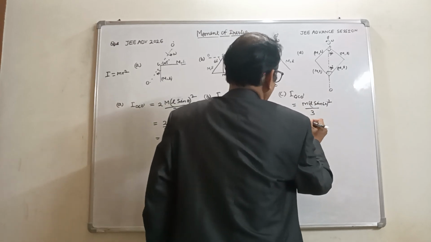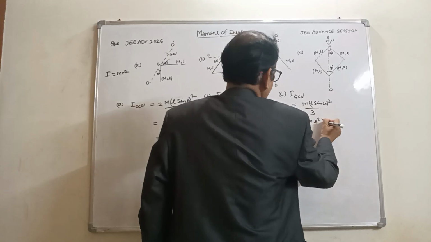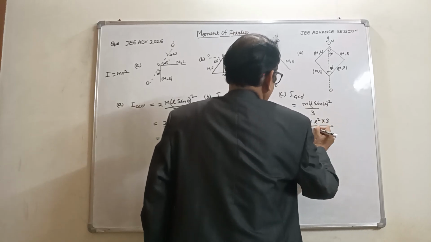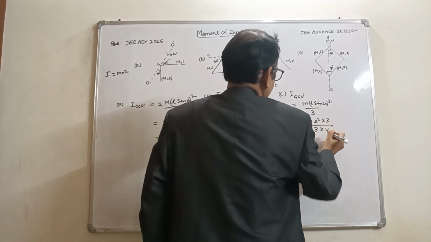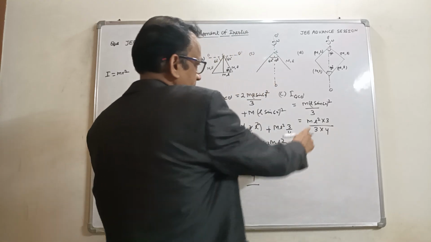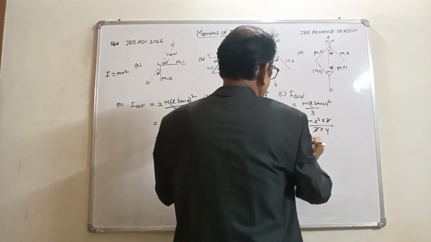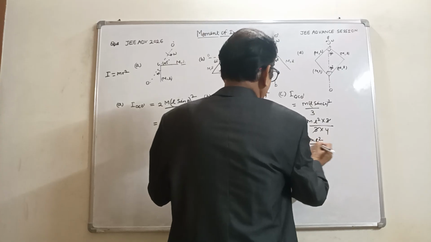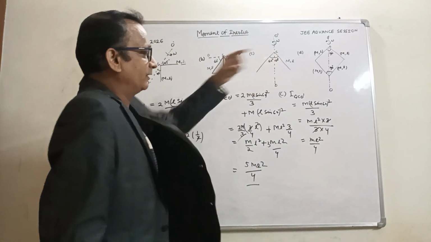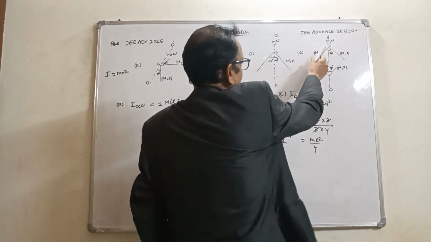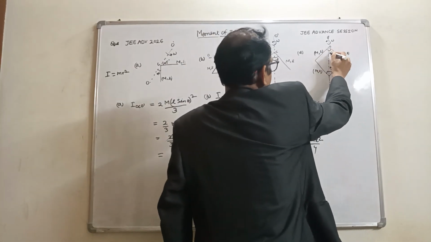So this becomes ml square into 3 by 3 into 4 root 3 by 2. So this becomes 3 by 4. 3 cancel out. This becomes ml square by 4. For D, the moment of this angle is 90 degree.